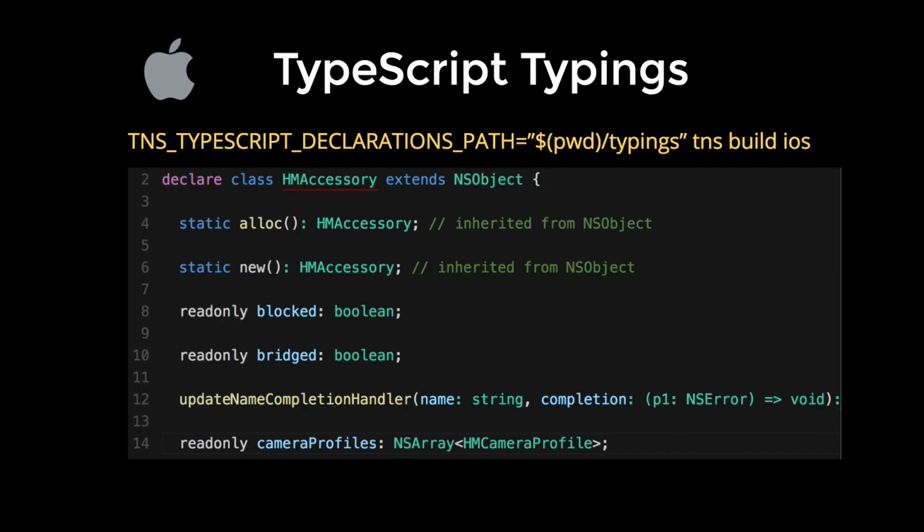To generate the TypeScript typings, it is the exact same thing. You set an environment variable called TNS_TYPESCRIPT_DECLARATIONS_PATH, set it to what directory you want the typings to be in, and then do a tns build ios. When it detects that environment variable, it'll automatically create all the different typings for all the different libraries that are being included in your application.